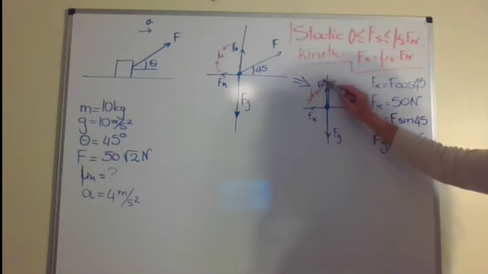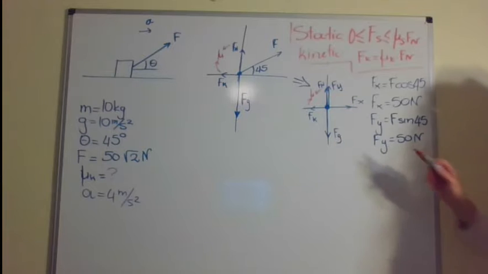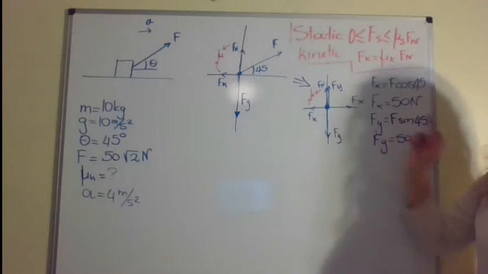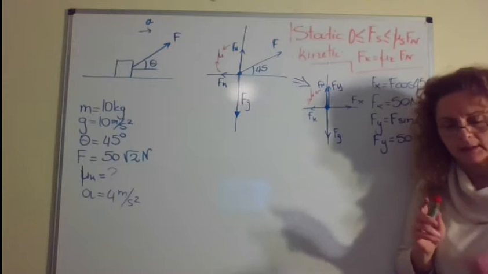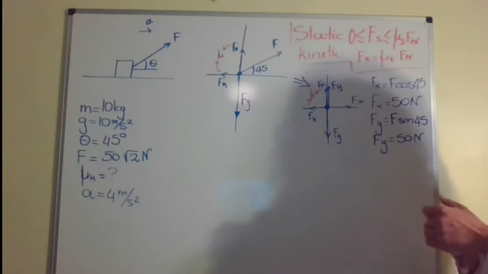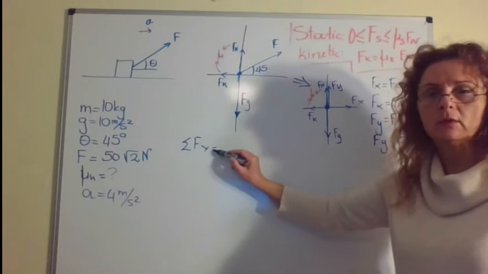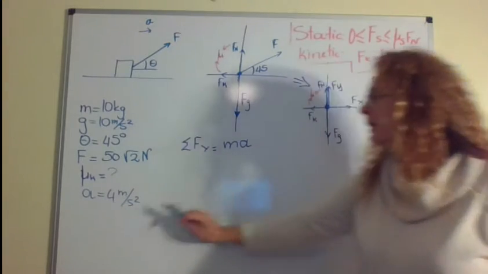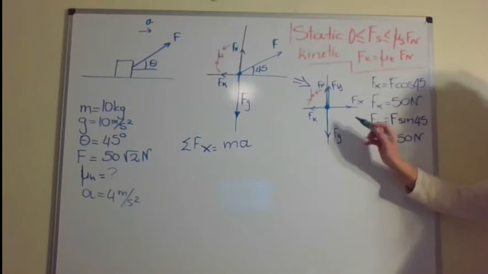So where can I find the normal force? From the sum of forces on the y-axis. Where can I find kinetic friction? From the sum of forces on the x-axis. Where should I start from, the x or the y? It does not matter. It's the same. So I will start from the sum of forces on the x-axis, which I know is equal to mass times acceleration, because they give me the acceleration.